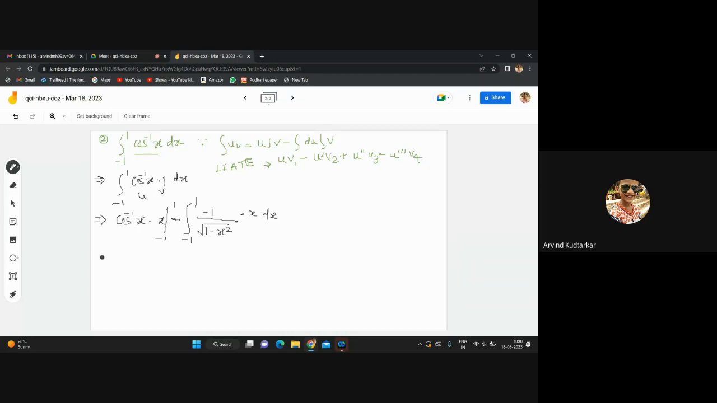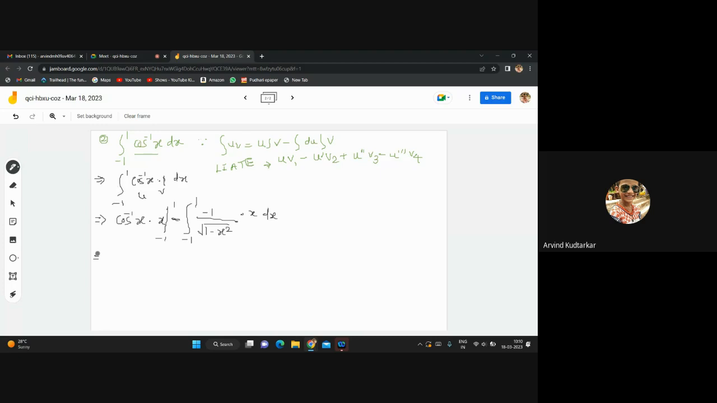When you apply the upper limit first, that is cos inverse of 1. What is cos inverse of 1? See, cos inverse of 1 will be 0, because what is the value of cos 0? See, cos 0 is 1. So 0 is cos inverse of 1. Understood? So the value of cos inverse of 1 will be 0. So 0 into 1 it is 0.